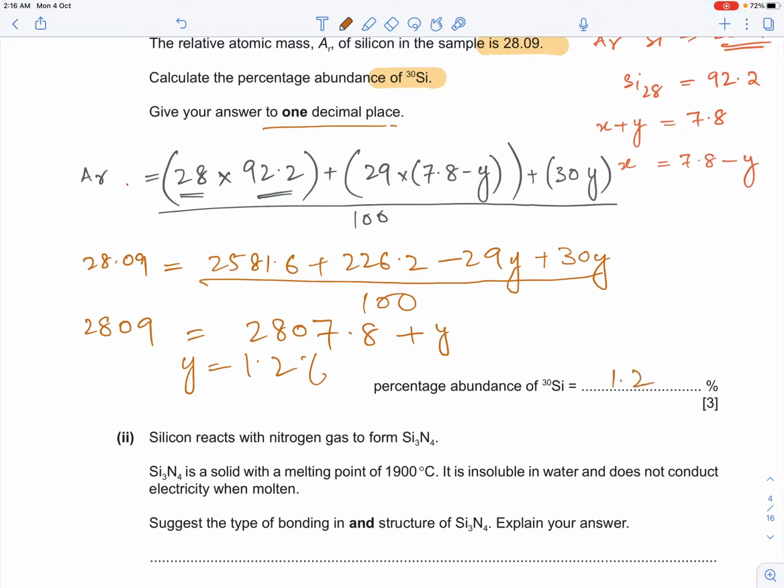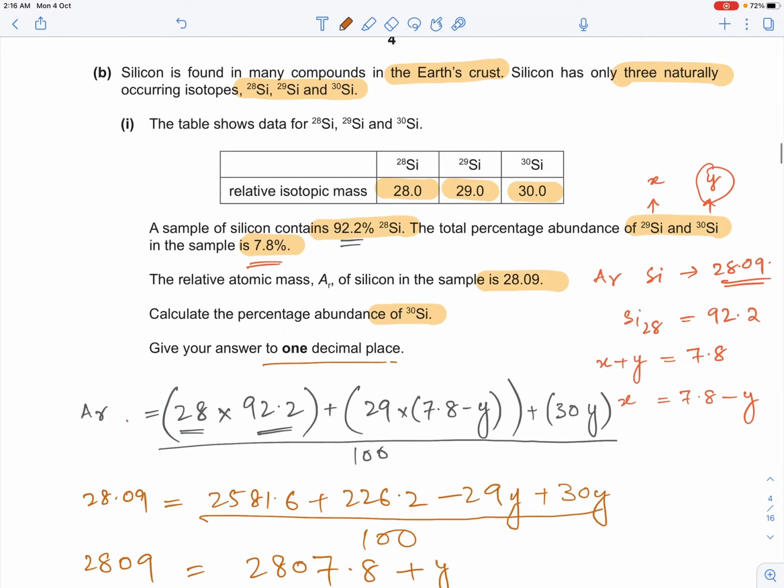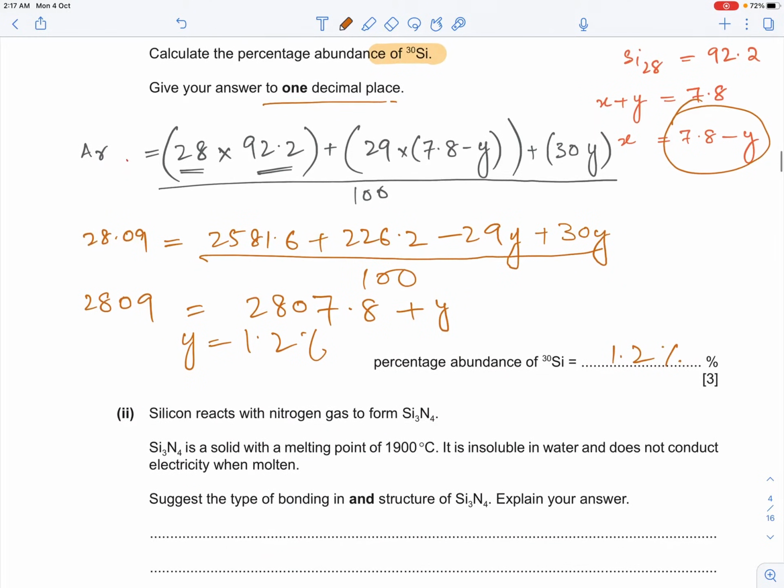So this is 1.2%, right? And that means for silicon-29, if you simply subtract it from 7.8, you can get the percentage abundance of silicon-29 as well. But they've only asked about the percentage abundance of silicon-30, so this is the answer.